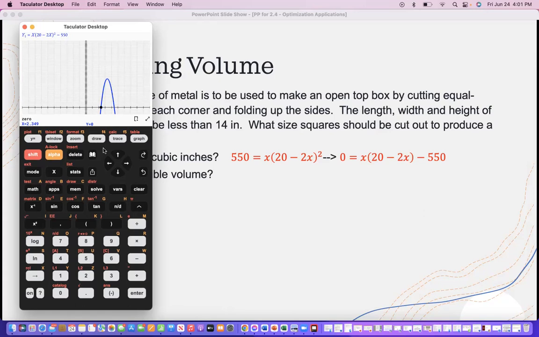So 2.349, or let's just say 2.35. And then let's figure out what the other one is. So we'll go back. We want to find another 0. We'll go to the left of this one. That's the left bound. Go to the right a little bit, hit enter again, and we get 4.43.